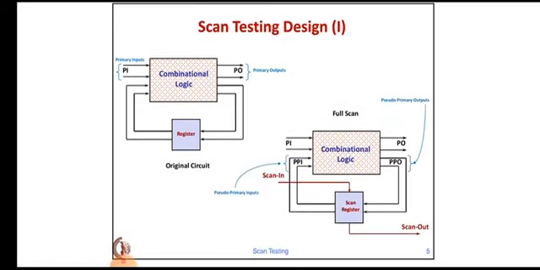Scan testing design, one portion. So in combinational logic, we are using the primary input, indicated by PI, and we are getting the primary output, indicated by PO. The combinational logic is connected with the register providing the feedback path. So we have a basic sequential logic circuit diagram here.